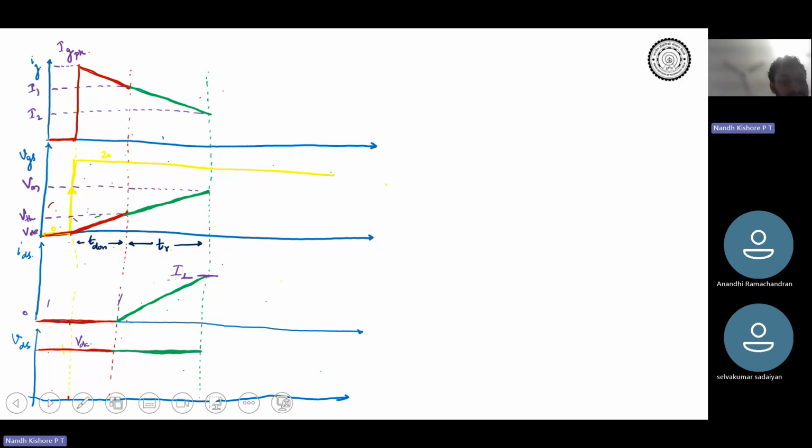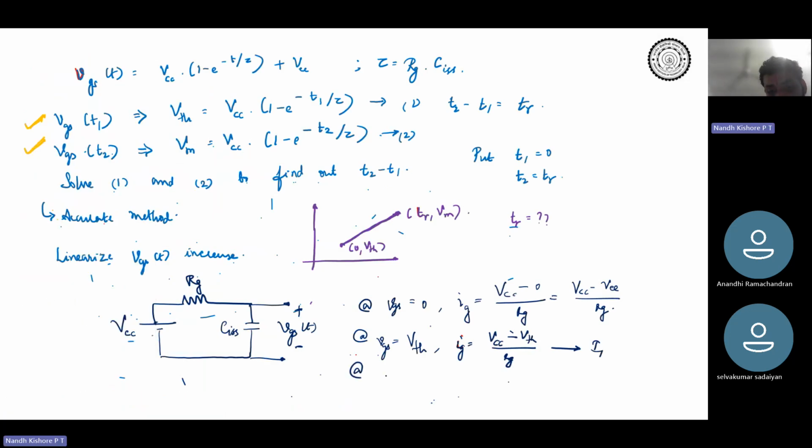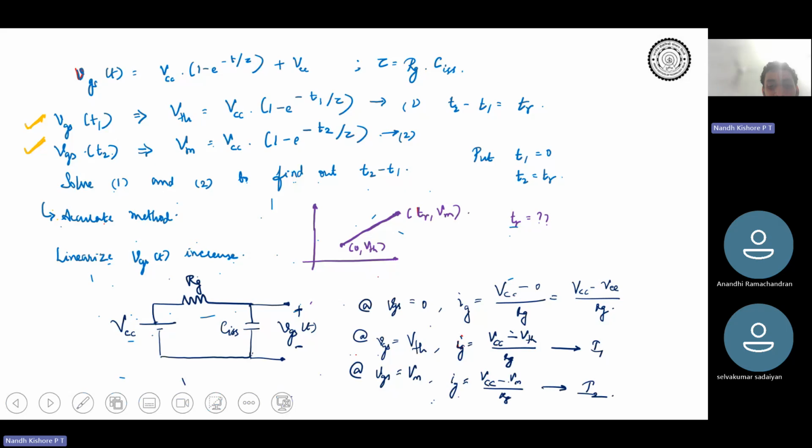Okay. So now you understand what is I2, right? So I2 would be directly at VGS equal to V Miller. Your IG is going to be VCC minus V Miller divided by RG. This is your I2. Again, simple, right? It's just an RC network. Okay. Fine. So this is your I1 and I2.